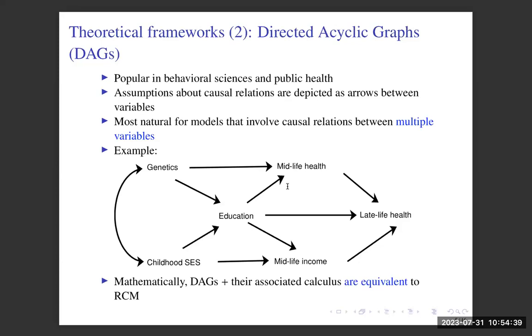So mathematically, DAGs and the associated calculus of how to think about causality in DAGs are equivalent to the Rubin causal model on the previous slide. So while in some contexts this is more natural, in other contexts the Rubin causal model is a more natural way to think about causality. Mathematically there is no difference between them.